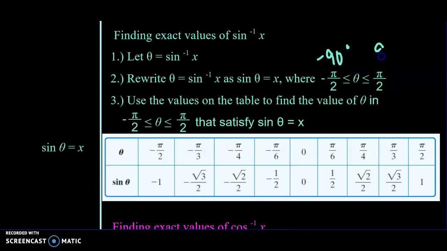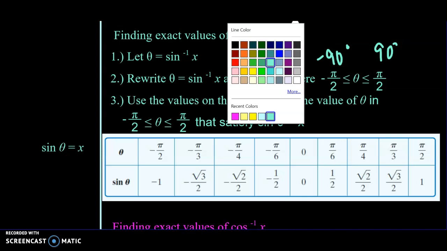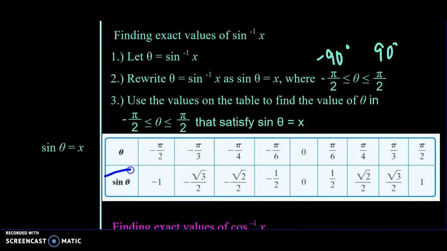and positive 90. So your angle has to be between those values. And so use the values to find your angle theta. So what you're going to do is kind of look at your y if you want to think about that one. You're going to look at these values and you are looking for your theta. That's what you're looking for. Okay? We'll do some examples so you're able to understand.